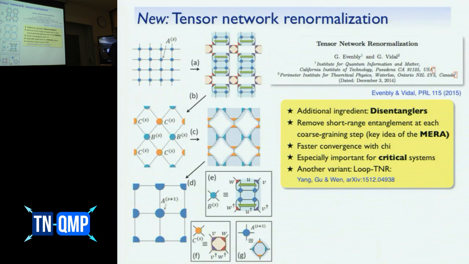That's the original one by Glen Evenbly and Guifre Vidal, but there are also other developments, so-called loop TNR, which are related to this idea. But I will not really go more into this.